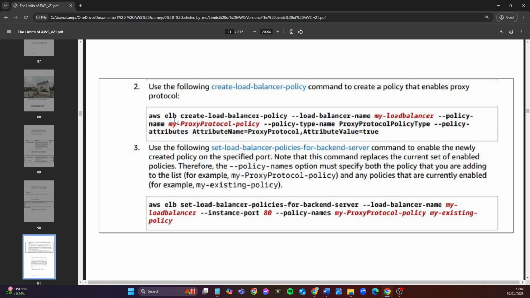So it's AWS ELB for Elastic Load Balancing, create load balancer policy, and then we've got some parameters. The first parameter is --load-balancer-name. You've got to say what load balancer you're talking about. --policy-name, --policy-type-name, and this is where we put that Proxy Protocol policy type. That's the type. --policy-attributes. And we can have one attribute which is Proxy Protocol and its value is true. So we say attribute name and attribute value equals true.